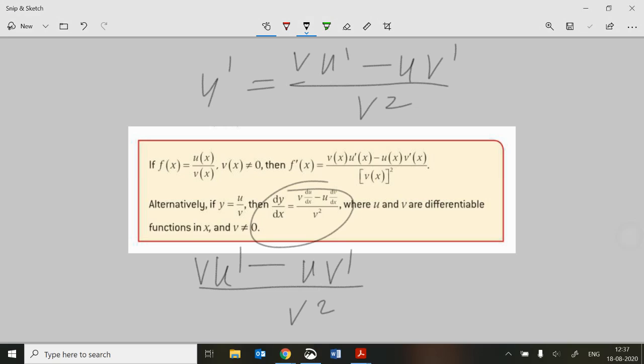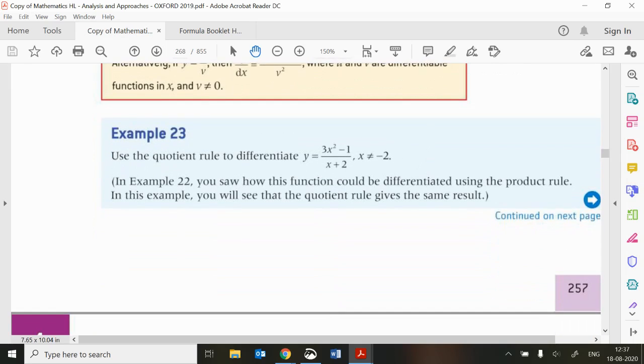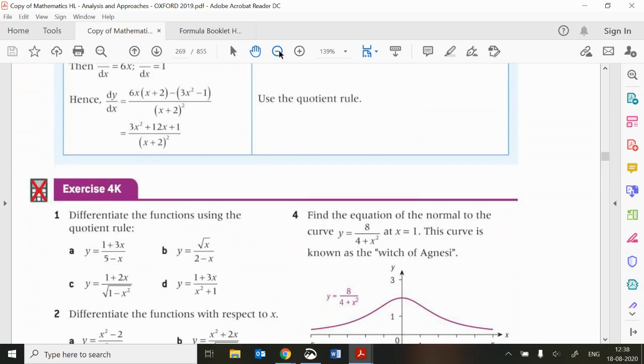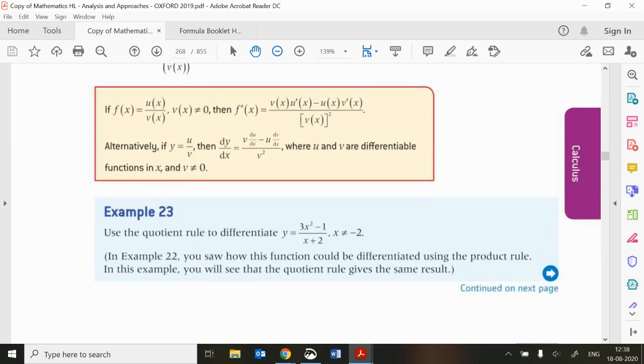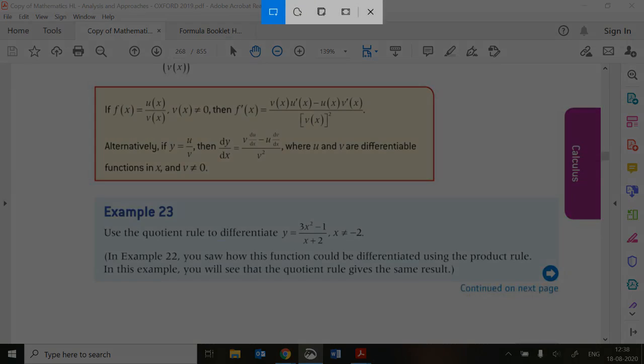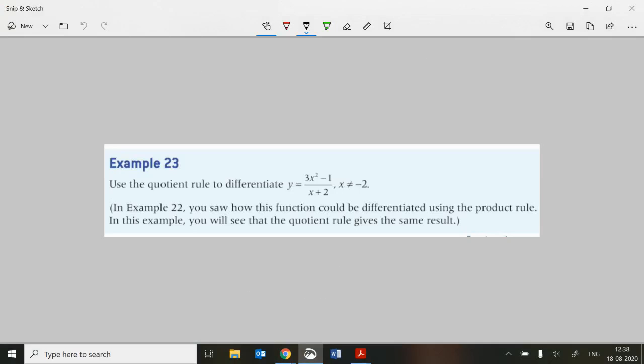Okay, so we're going to look at the questions, and we're going to look at example 23. And in fact, there's only one example in this case before we get to practice. So they're expecting you to be able to pick this up pretty quickly. So there's example 23. Let's use the quotient rule to differentiate this function here. And actually, we've done this before in example 22, so we should see that we're getting the same answer as in example 22. Okay, so here we're saying y equals u over v, so u is equal to 3x squared minus 1, and v is equal to x plus 2.